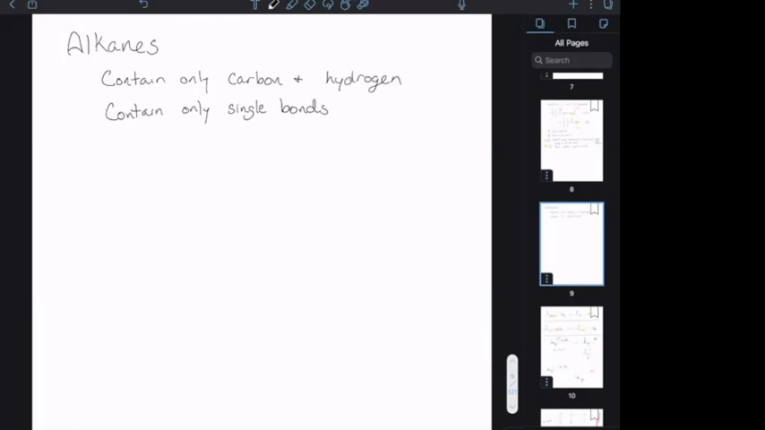Okay, so this is what defines an alkane. So something like this would be an alkane, right? All carbons and hydrogens, all single bonds. Something like this could also be an alkane. They don't have to be a straight chain to be an alkane. You can have a branched alkane as well.